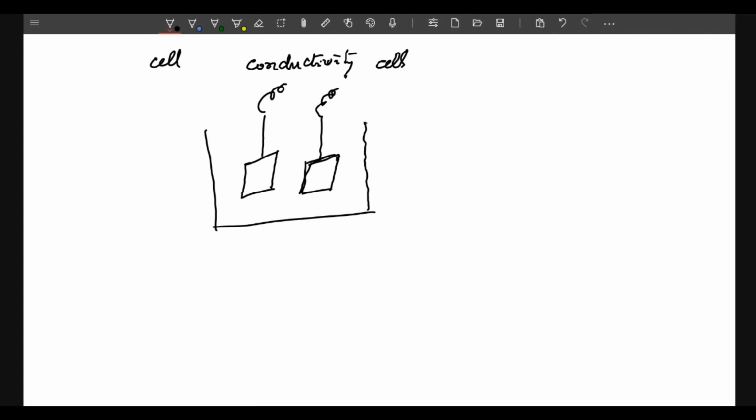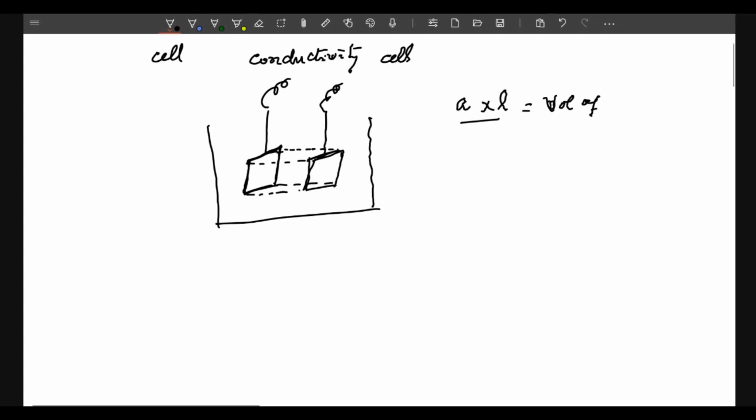And these two electrodes are fixed in such a way that the space between them remains the same. They cannot be moved away from each other. It is a fixed one. Let the area of one electrode be A, and the distance between the two electrodes be L, then A into L will give you the volume of the solution confined between the two electrodes.